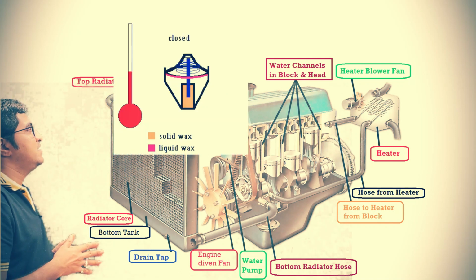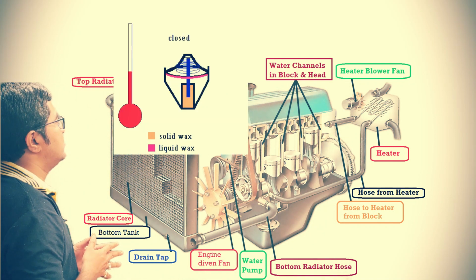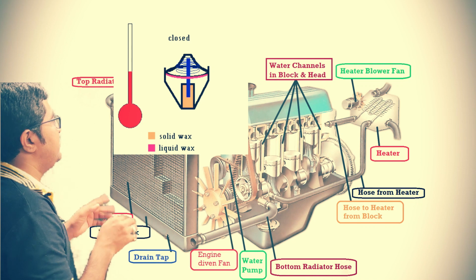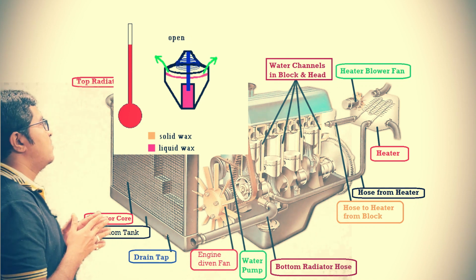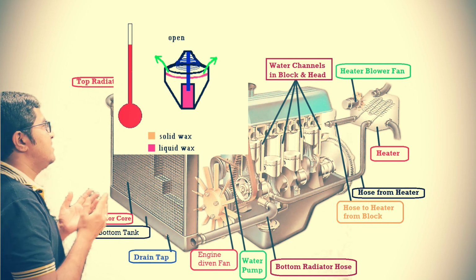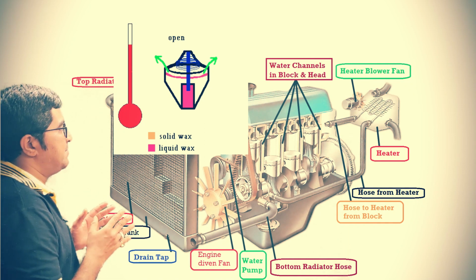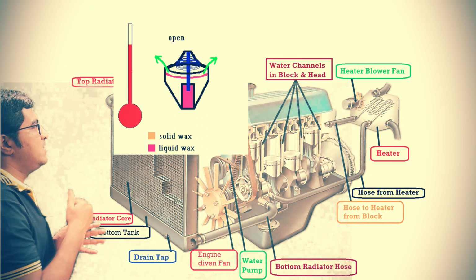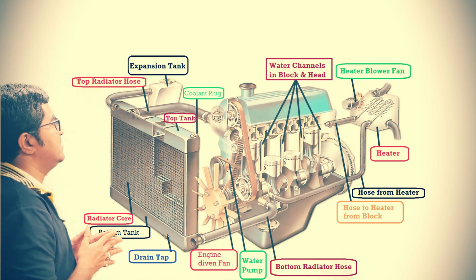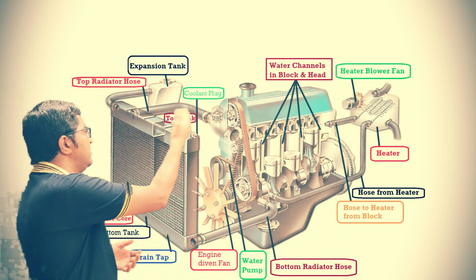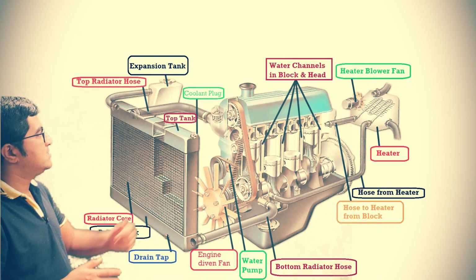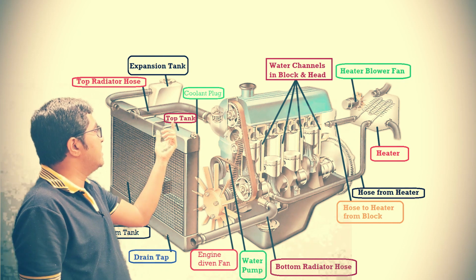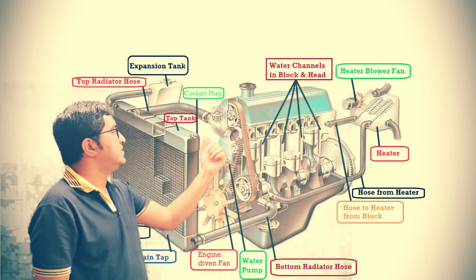Here you can see the construction of the thermostat valve, which is made with wax, and the thermostat valve opens by the wax inside melting. Whenever the temperature is above the operating temperature range, this wax melts and allows the flow of the coolant through the radiator. It is provided in between the radiator top hose and the engine.